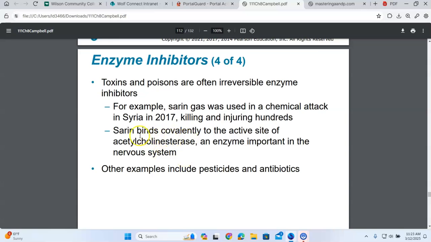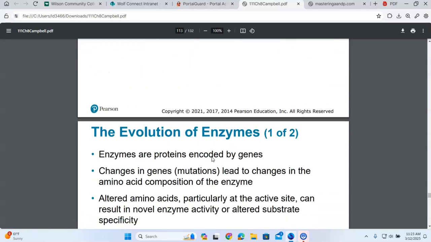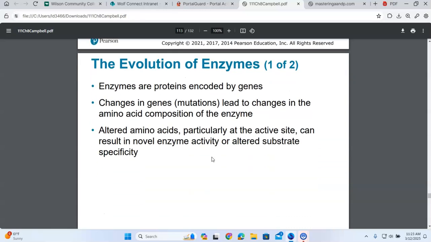So by binding to the active site, the enzyme cannot break down acetylcholine, and it causes the nerve impulses to keep firing. So the nervous system doesn't really slow down. And that is bad. So we want nerve impulses to happen when they're needed, but we don't want them to keep on happening. We don't want continuous stimulation, I guess you could say.